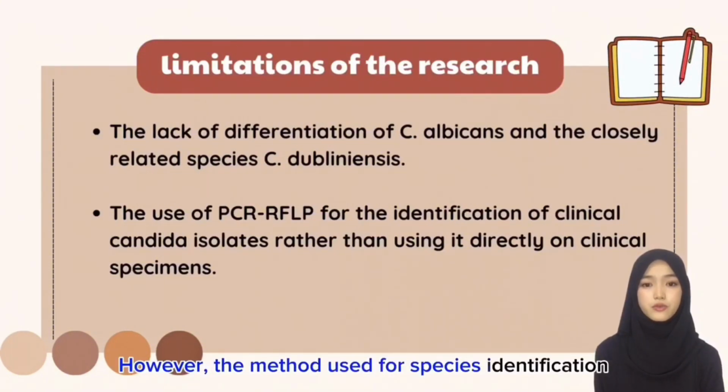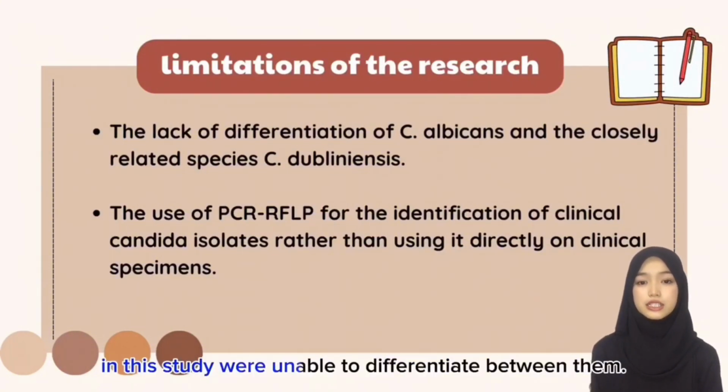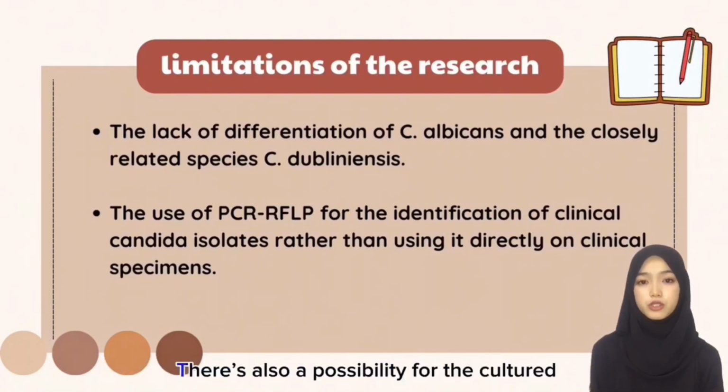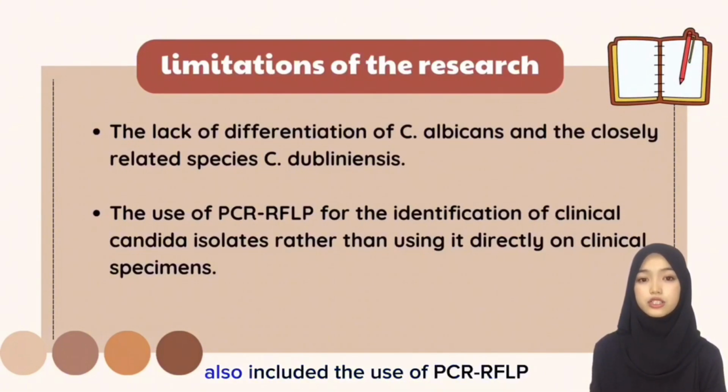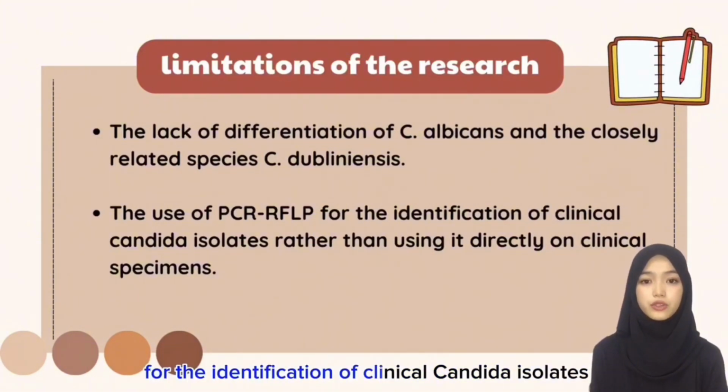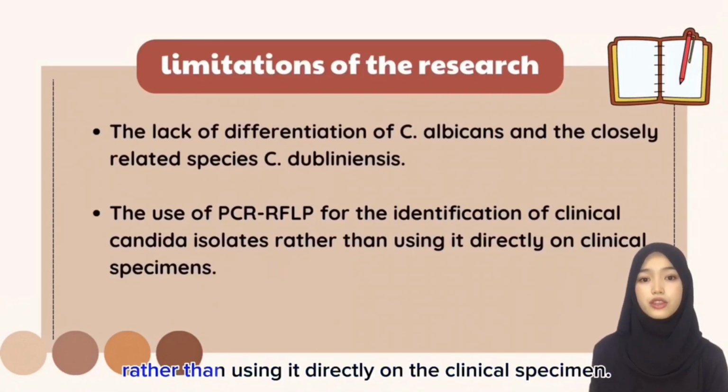However, the method used for species identification in this study were unable to differentiate between them. Hence, there's a possibility for the cultured C. albicans to be C. dubliniensis in this study. Furthermore, the limitation of this research also included the use of PCR-RFLP for the identification of clinical Candida isolates, rather than using it directly on a clinical specimen.